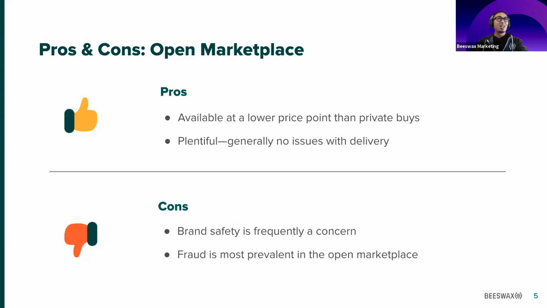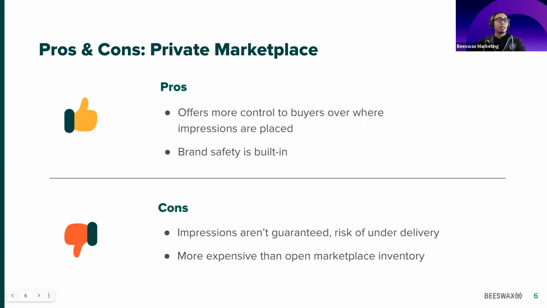So let's talk about the private marketplace. The nice thing about the private marketplace is that it directly addresses the concerns of the open marketplace, in the sense that buyers do have more control over where their impressions are placed, because one thing about the open marketplace that I forgot to mention is that you don't always know where your inventory will be running. On the private marketplace, you generally have a pretty good idea of which sites are in that private marketplace. So as a result, brand safety is typically built in.